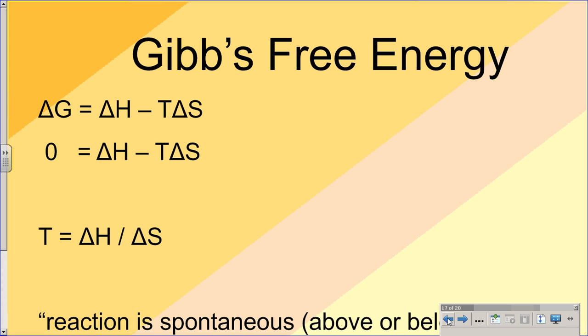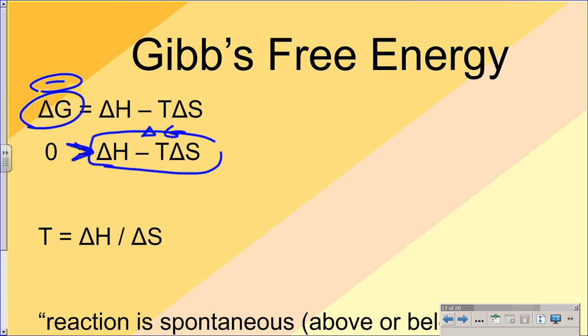I'm going to show you how to set up the question first. If I gave you a situation where I said, I want you to tell me at what temperatures this process will be spontaneous, you would have to set up an inequality. If I want this value to represent a spontaneous reaction, would that be positive or negative? Negative. So if delta G is equal to delta H minus T delta S, this right here represents delta G. I want delta G to be negative, so I want it to be less than 0.